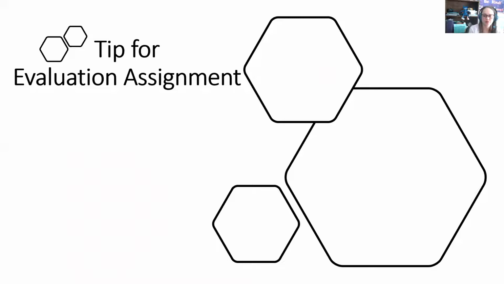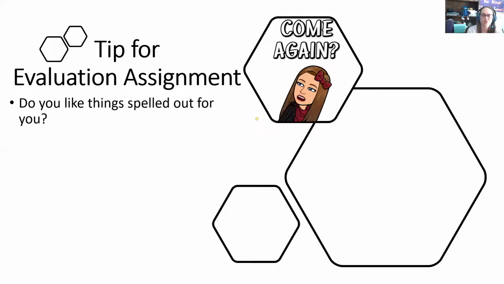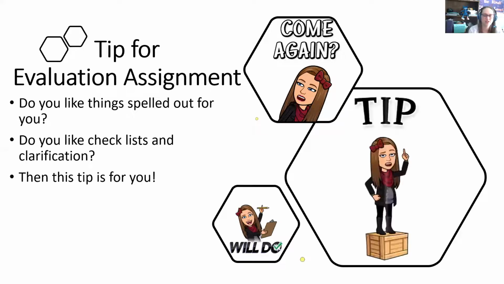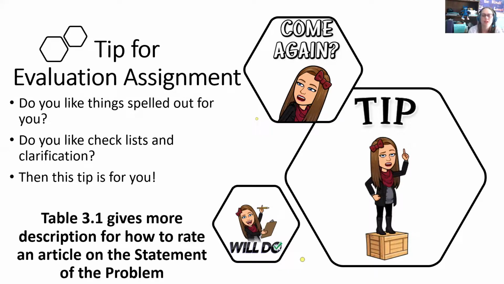So here are some tips for the evaluation assignment. In class, we're doing a critical analysis on research articles. So do you like things spelled out for you? Do you like checklists and clarification? Then this tip is for you. Table 3.1 gives more description for how to rate an article on the statement of the problem.